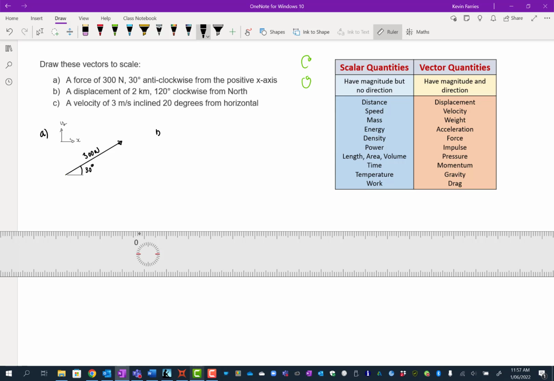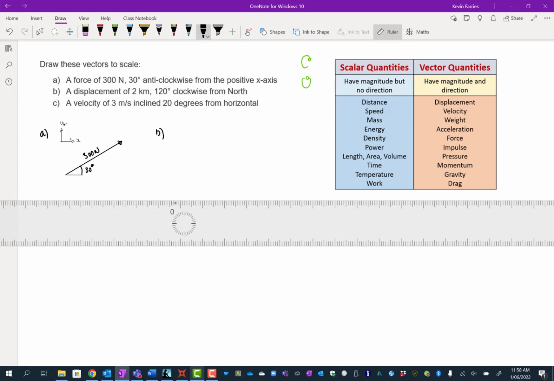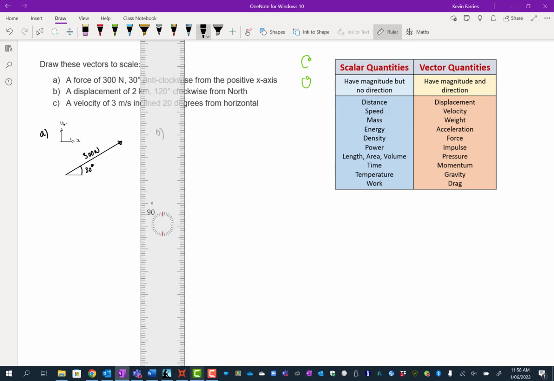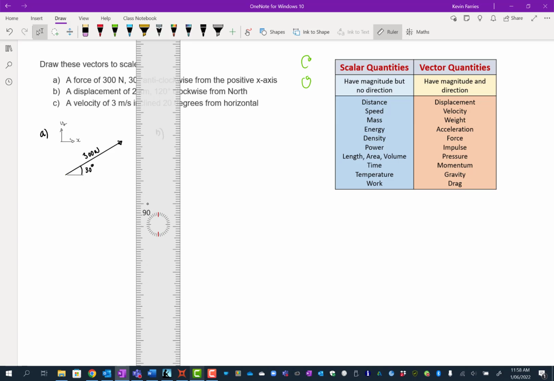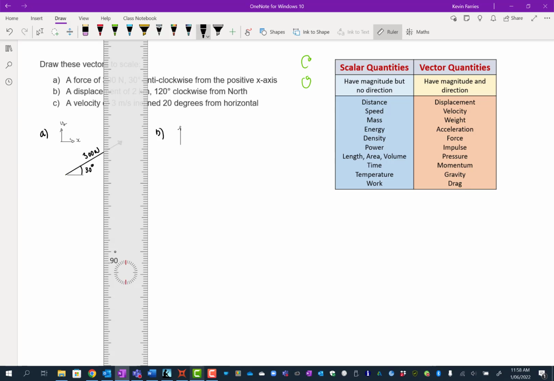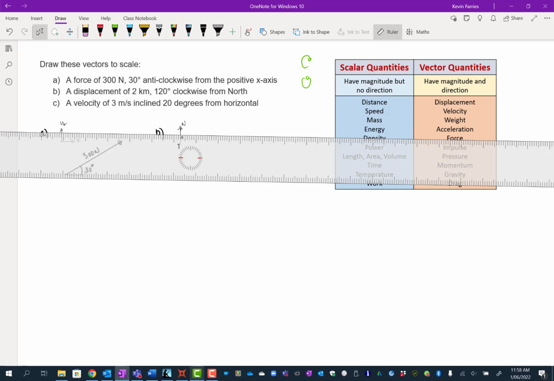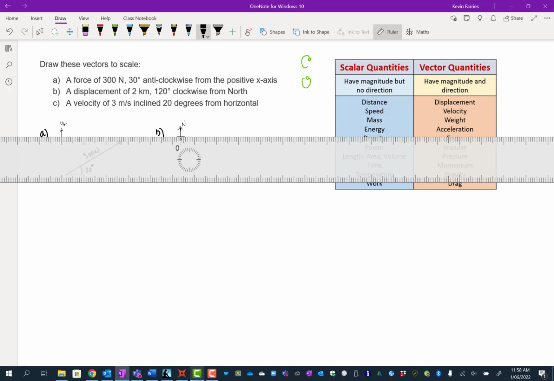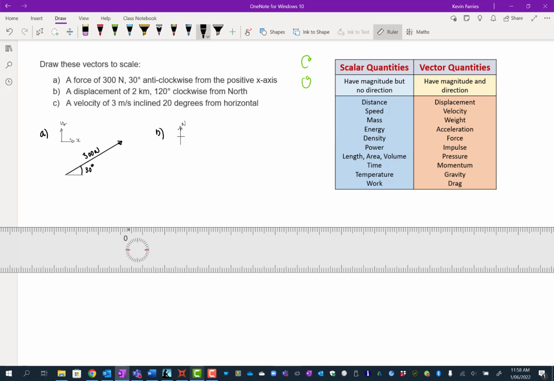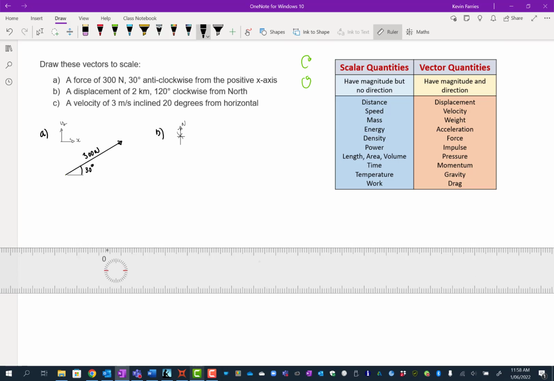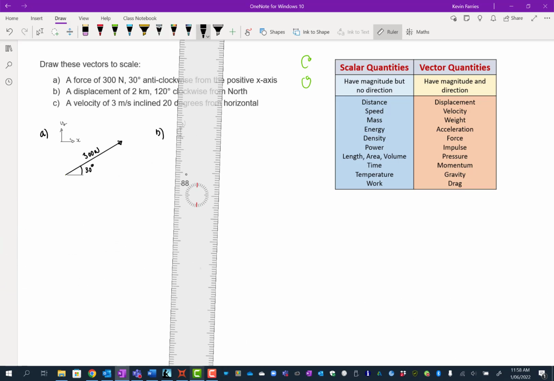Okay, next problem. Displacement of 2 kilometers, 120 degrees clockwise from north. So this time we're not talking X and Y, we're talking northeast, southwest. We'll just do this small so that it's usually enough. When you're in an engineering drawing, you'll just mark north with an arrow. But often you'll just do, just to show it's a compass, mark like so. So we're doing 120 degrees clockwise from north.